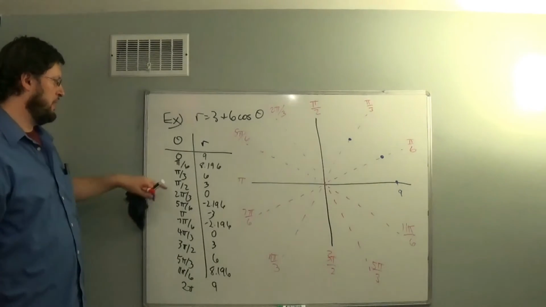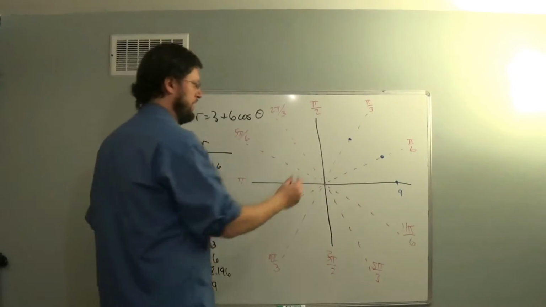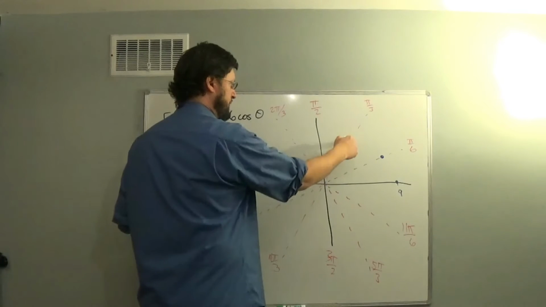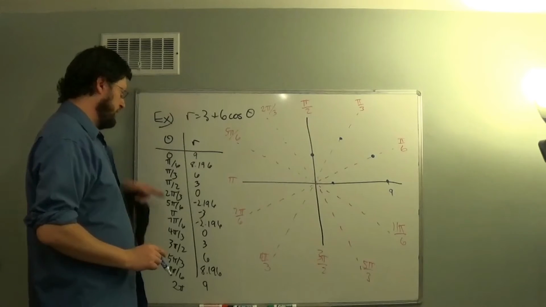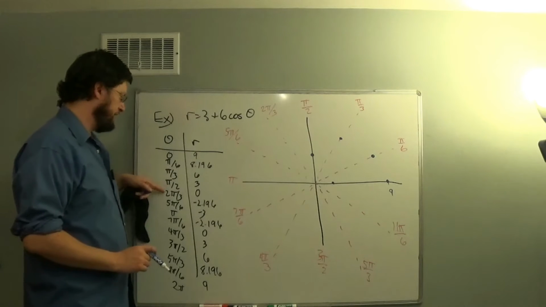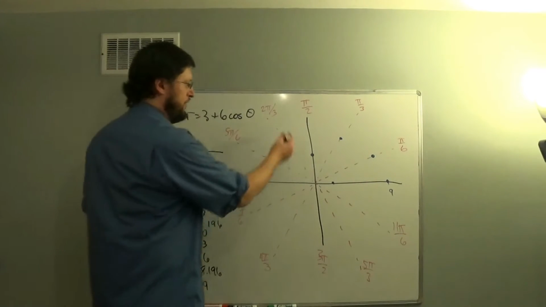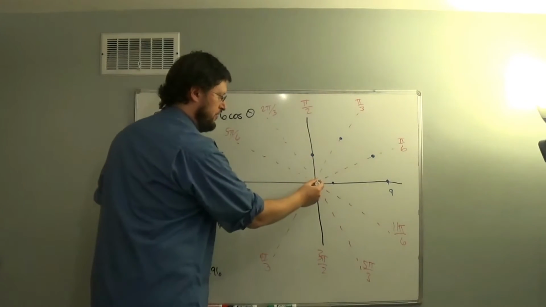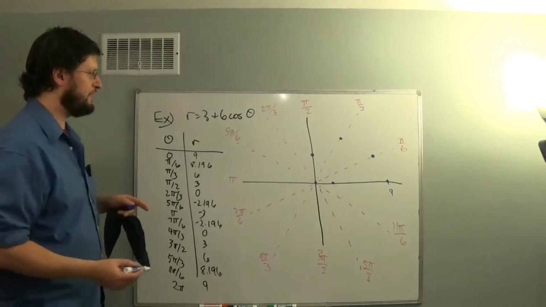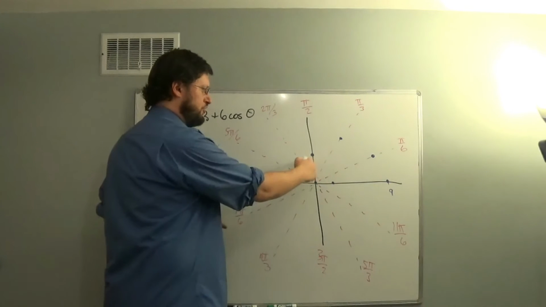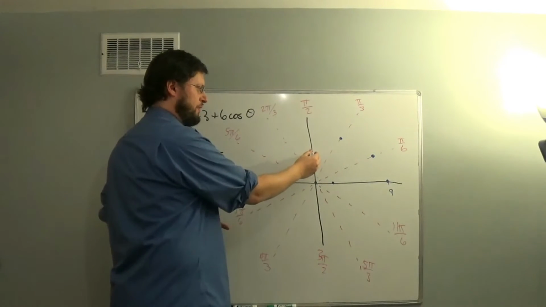Pi over 2 is 3 units. So now we're halfway up from where we were over here. That's at pi over 2. At 2 pi over 3, we're at 0. So 2 pi over 3 is this angle, but our radius is 0, so we're actually down in here. If I were to connect some dots, you'll have to sort of trust me for what's going on in here, but we're going from here to here.